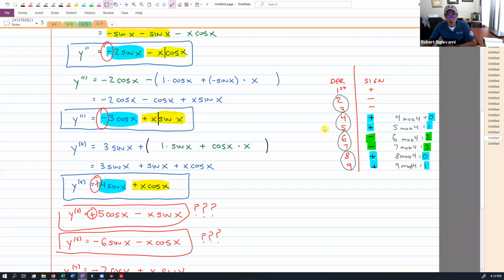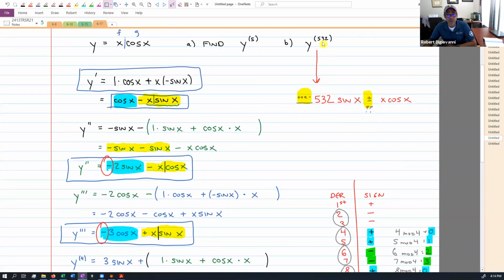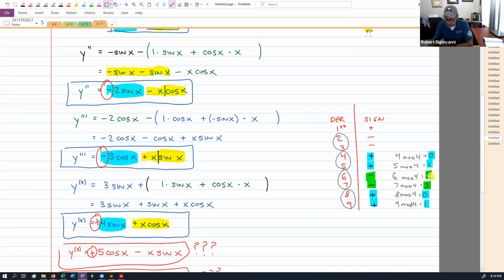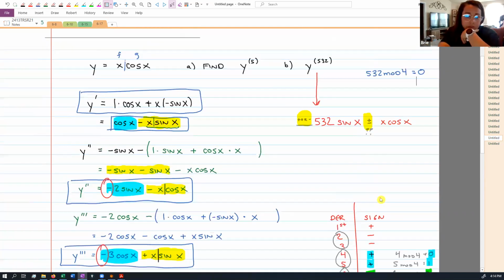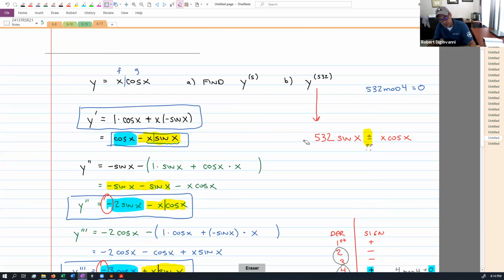So if I want to know what's happening at 532, I would like to do 532 mod 4. You might need a calculator for this. Does it go in there? 532 divided by 4. Oh, it goes in there exactly. There's no remainder. So I get 0. What does that tell me? What happens at zeros? It's a plus. So I can tell you this now is a plus.